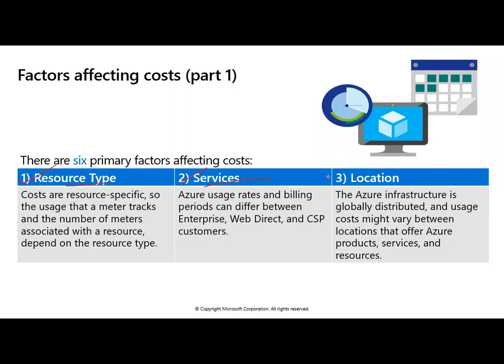Third up, we have location. As I already mentioned, Azure resources hosted in the US East region are the cheapest of all. The Azure infrastructure is globally distributed, and your usage cost might vary from location to location. We'll see all of these when we go for the Azure pricing calculator. But before that, let's talk about the other three primary factors that affect the cost of your resources on Azure.